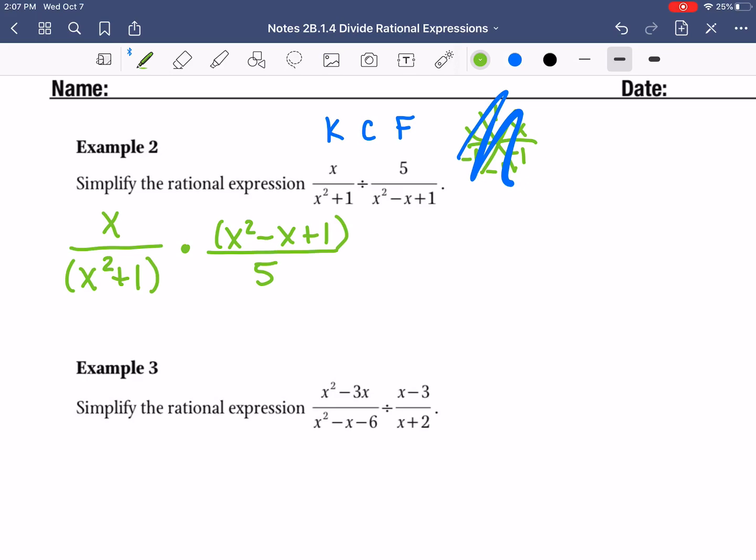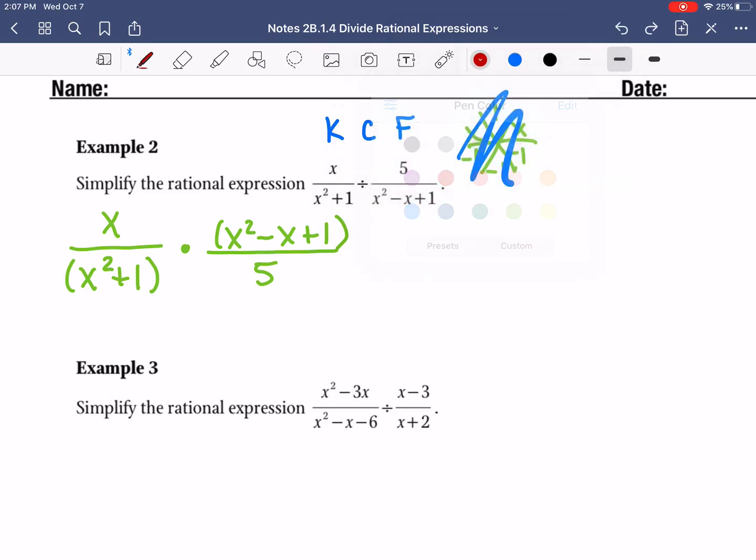Now let's see if we can cancel anything. I see x's on top and on bottom. Can I cancel them? No, because the one on the bottom is holding hands with something. I see x squared on the top and the bottom. Can I cancel those? No, because they're holding hands. You can't break them apart. In order to cancel it, you would have had to not have this piece right here. We can't cancel it. So nothing cancels, unfortunately.